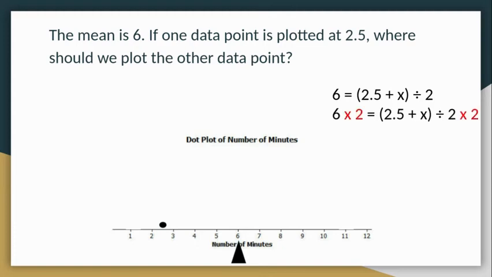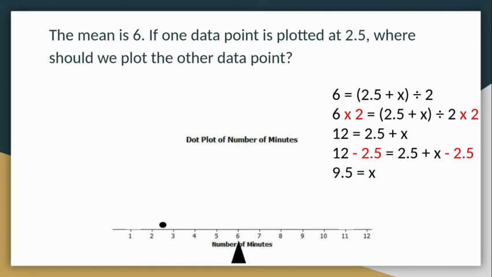We can first multiply each side of the equation by 2 to cancel out our dividing by 2 on the right side. This leaves us with 12 equals 2 5/10 plus x. To solve for x, let's subtract 2 5/10 from each side of the equation. This means that x, the value of our missing data point, must be 9 5/10.